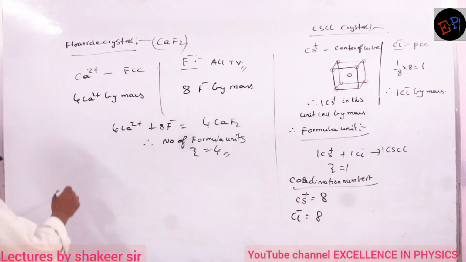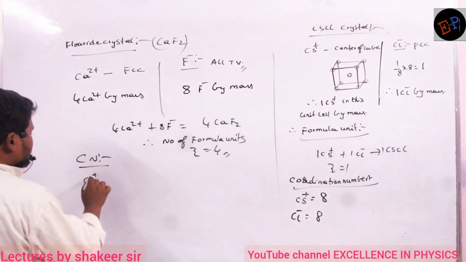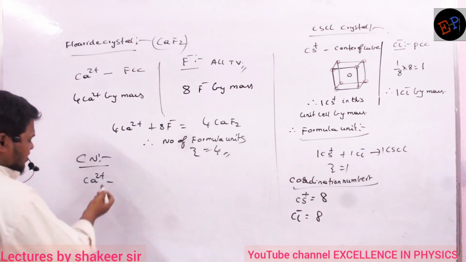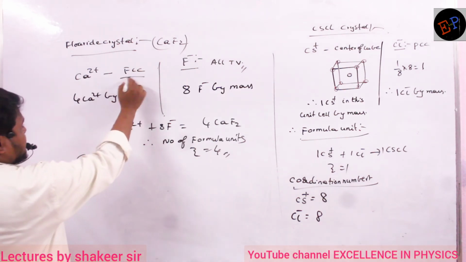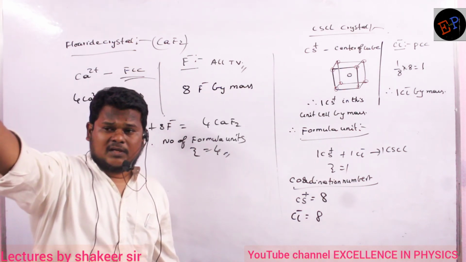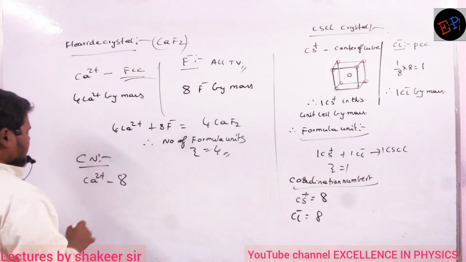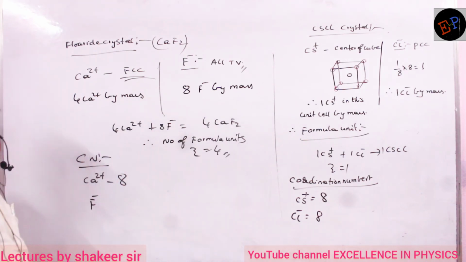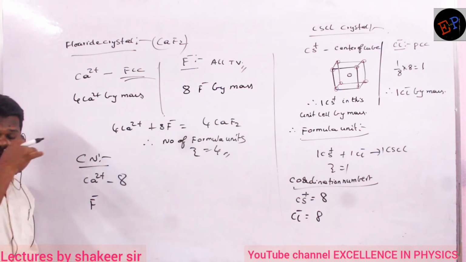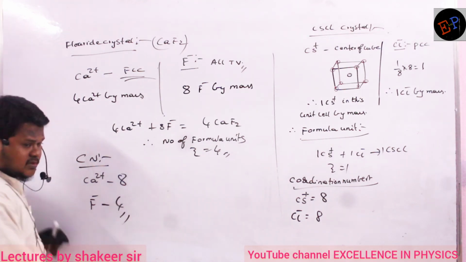Understood? Next we write the coordination number. So the coordination number of Ca2+ will be how much? Tell me. It is present where? FCC. FCC means atoms are present at corners, no? Corners means what is the coordination number? 8. Then fluoride, where is it present? Tetrahedral voids. If atoms are present at tetrahedral voids, then what is the coordination number? 4. So this is the coordination number.